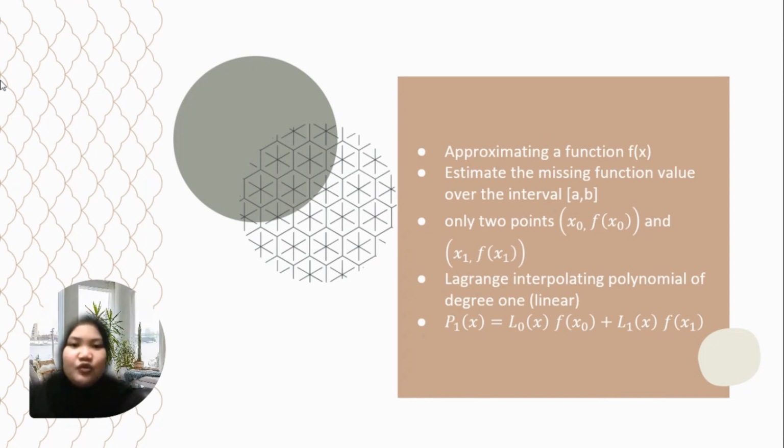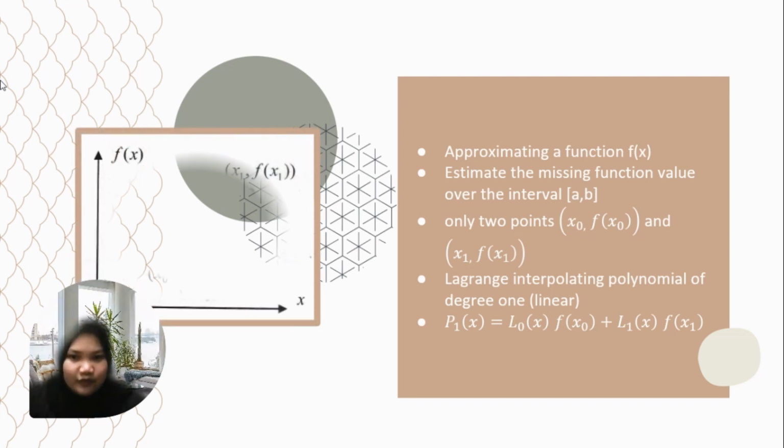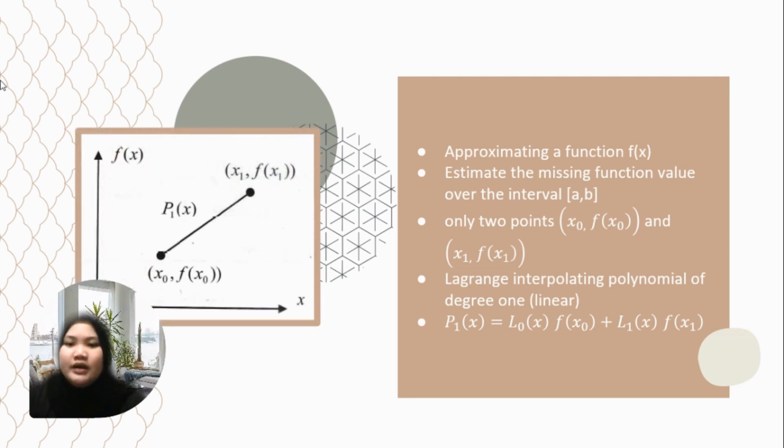If we have only 2 points, which is x0, f(x0) and x1, f(x1), we must use the Lagrange interpolating polynomial of degree 1, linear, with the formula as shown below. The figure shows the straight line passing through 2 points.